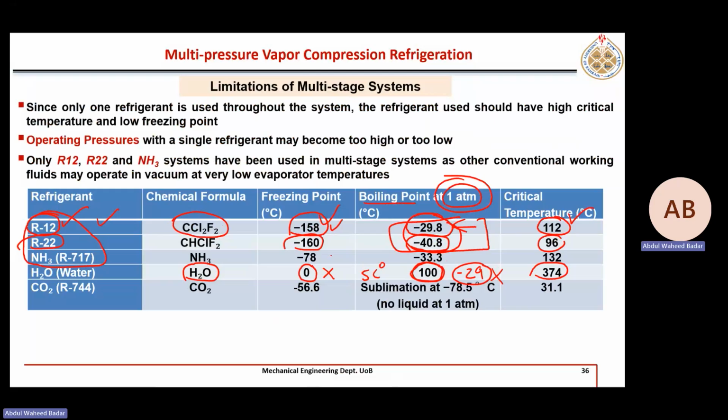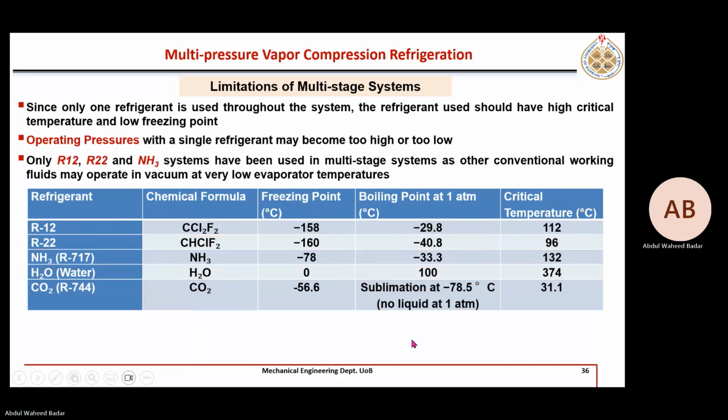So that's why these three fluids shown here, R12, R22, and ammonia NH3, have excellent thermodynamic properties. Their freezing point is very low. Their boiling point at 1 atmospheric pressure is also low, below 0. And the critical point is also okay. So that's why these three fluids are normally used in the majority of air conditioning systems. Even at 1 atmospheric pressure, you do not need to create a vacuum to achieve such low temperatures.